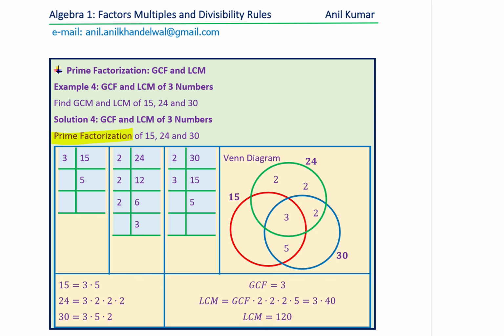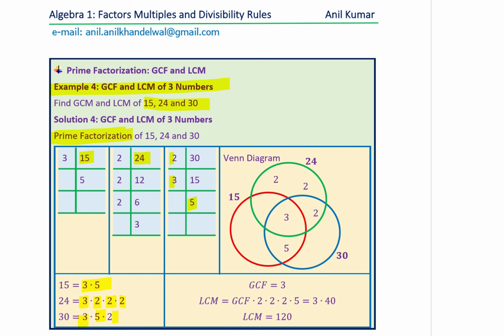The question for us now is example 4. We need to find GCF and LCM of three numbers, right? And the three numbers given to us are 15, 24, and 30. First step first, we'll do prime factorization. So first, 15's prime factorization is 3 times 5. Then for 24, keep on dividing by 2s. You're left with 3 at the end, and you get 24 as the product of 3 times 2 times 2 times 2. For 30, keep on dividing as shown here, and the three prime factors are 3, 5, and 2.